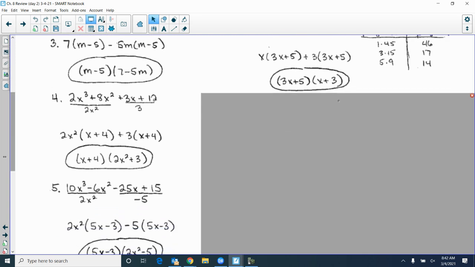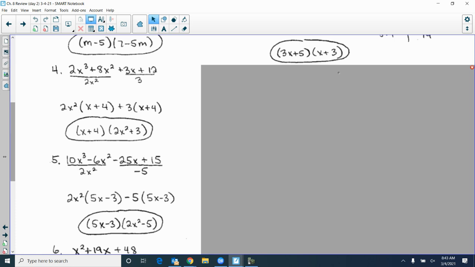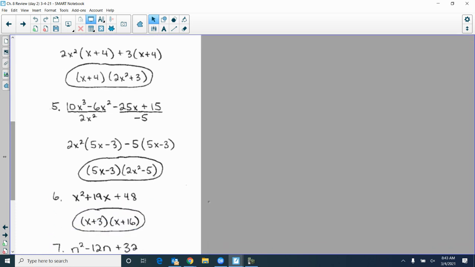4, you should get x plus 4 times 2x squared plus 3. Order doesn't matter. If you have 2x squared plus 3 first, that's fine. And then 5, you have to make sure, since this is a negative in the middle, that you make your GCF negative. The answer is 5x minus 3 times 2x squared minus 5.